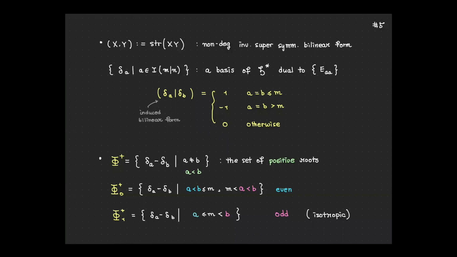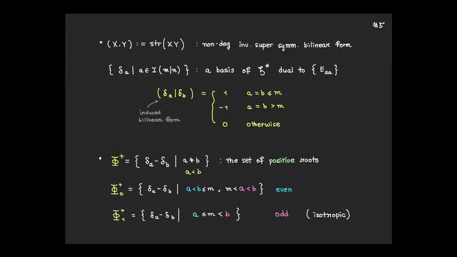Then, as you may notice, there's no difference compared to the usual type A root system of rank n plus n minus 1. The positive roots are spanned, in terms of this delta basis, by delta A minus delta B. This is the set of roots, and if A is smaller than B, then it gives the set of positive roots, and the corresponding root vectors are just the elementary matrices corresponding to these two indices, say A and B.